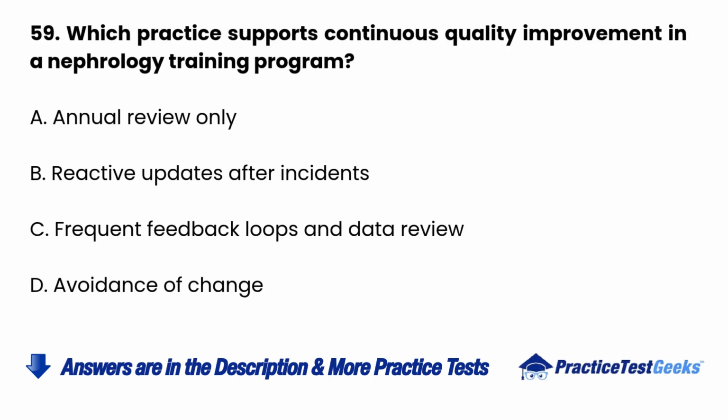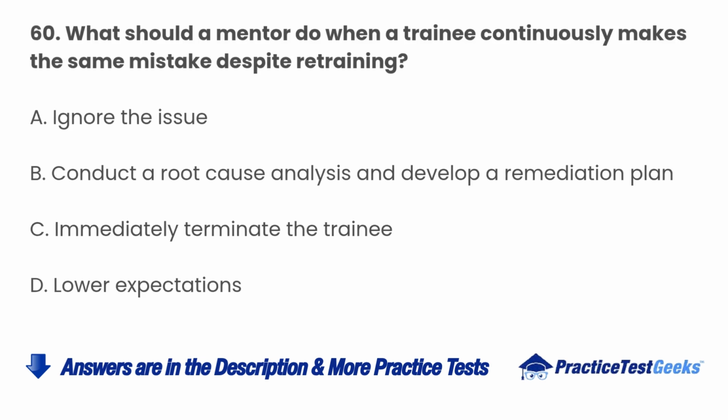Which practice supports continuous quality improvement in a nephrology training program? A. Annual review only. B. Reactive updates after incidents. C. Frequent feedback loops and data review. D. Avoidance of change. 60.